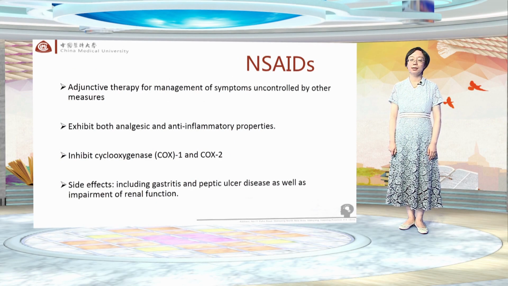The first is NSAIDs. NSAIDs were formerly viewed as the core of all other RA therapy, but they are now considered to be adjunctive therapy for management of symptoms uncontrolled by other measures. NSAIDs exhibit both analgesic and anti-inflammatory properties. The anti-inflammatory effects of NSAIDs derive from their ability to non-selectively inhibit COX-1 and COX-2. Their side effects include gastritis and peptic ulcer disease, as well as impairment of renal function. Due to the possibility of side effects, chronic use of NSAIDs should be minimized.